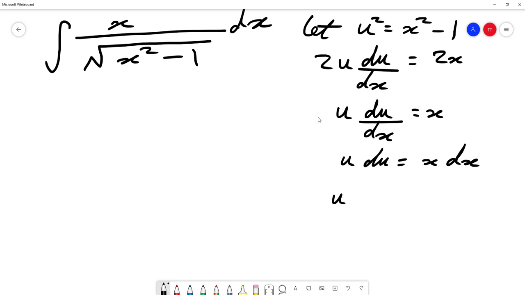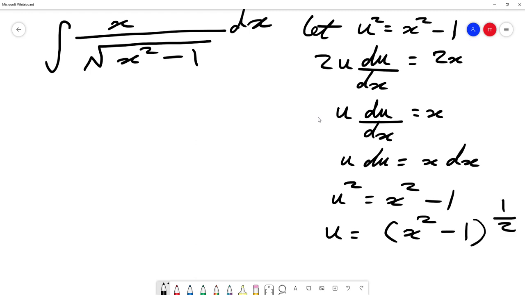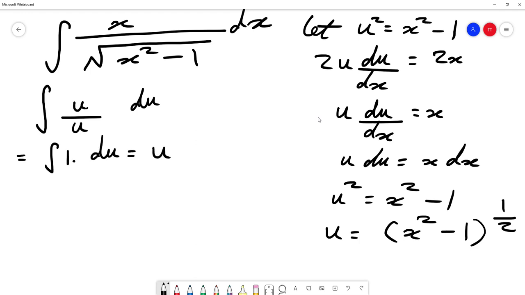So don't forget, we need to sort out the square root of x squared minus 1. Well, if u squared is x squared minus 1, then u is the square root of that. Or we could write it as x squared minus 1 raised to the power of a half, which is the same thing. So now we're ready to integrate. So we get u du. Now, on the denominator, we've got the square root of x squared minus 1, which is simply u. So that gives me the integral of 1 du, which is u plus c.